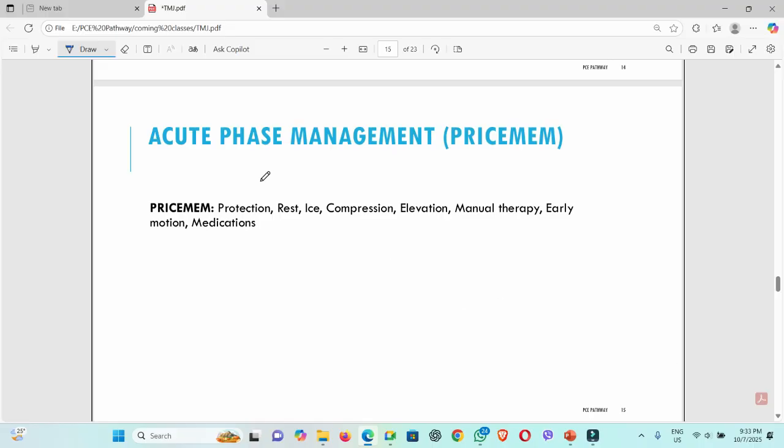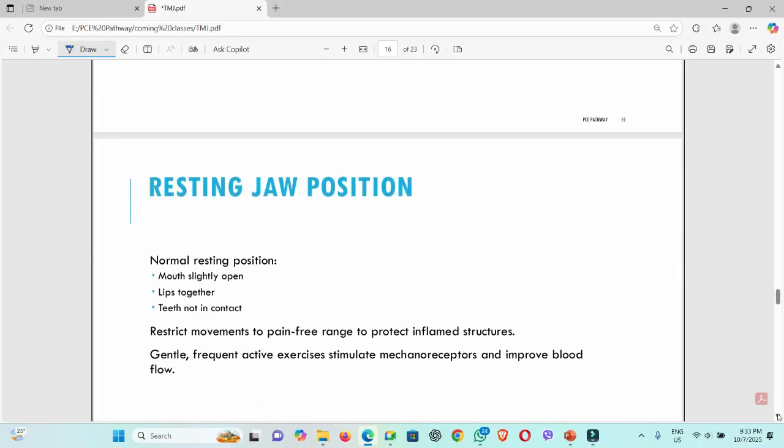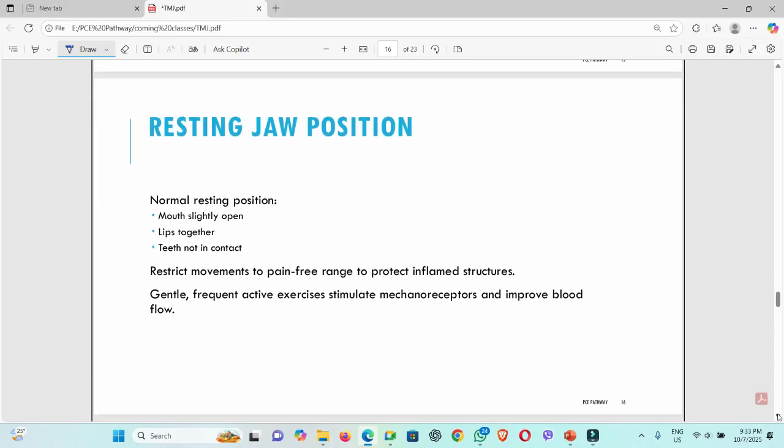Now, in acute phase of temporomandibular joint pain, okay, so PRICE MEM: protection, rest, icing, compression, elevation, manual therapy, early motion, medication. This is the approach. This is from Dutton, guys, okay? Most of the content is from Magee and Dutton.